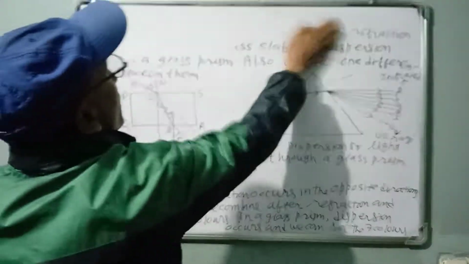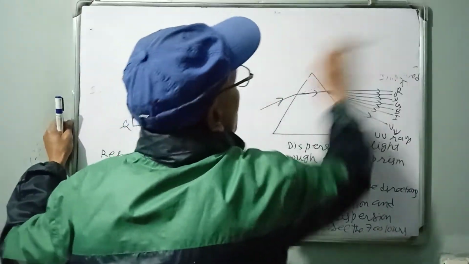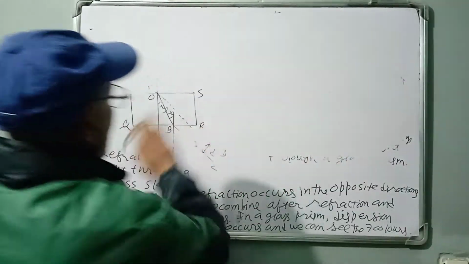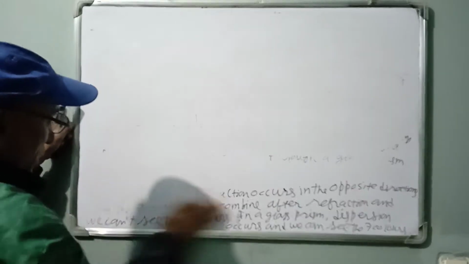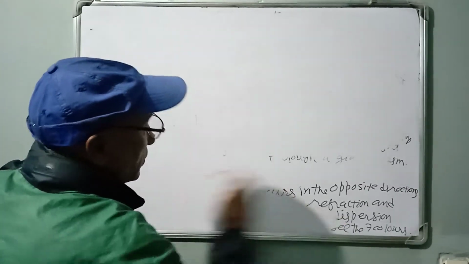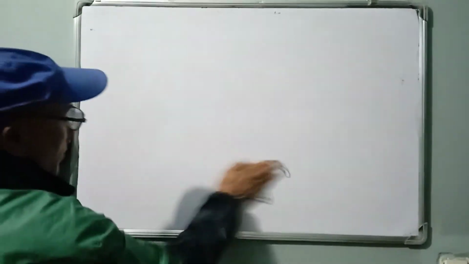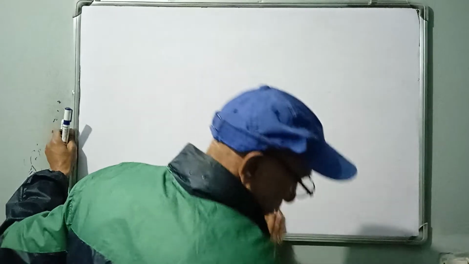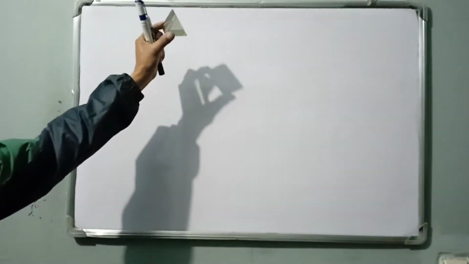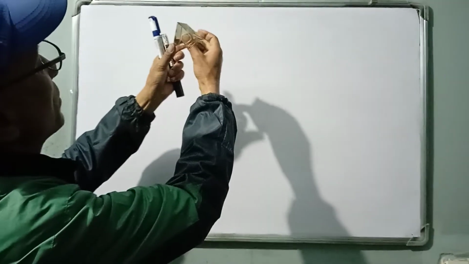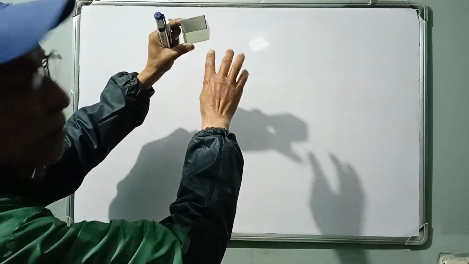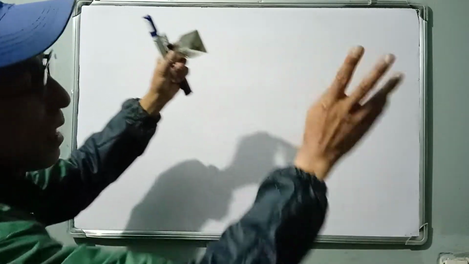Question number 1. Main difference between glass slab and glass prism. See, glass slab is rectangular in shape, but the prism is triangular in shape. Triangular shape and rectangular shape. It has 3 rectangles and 2 triangles. That is the main difference between glass slab and glass prism.